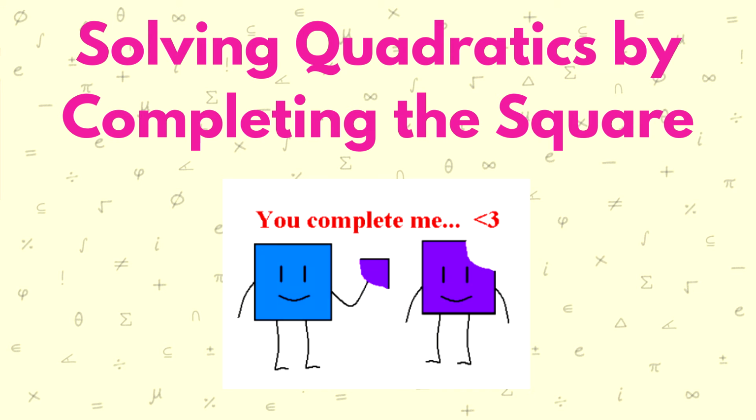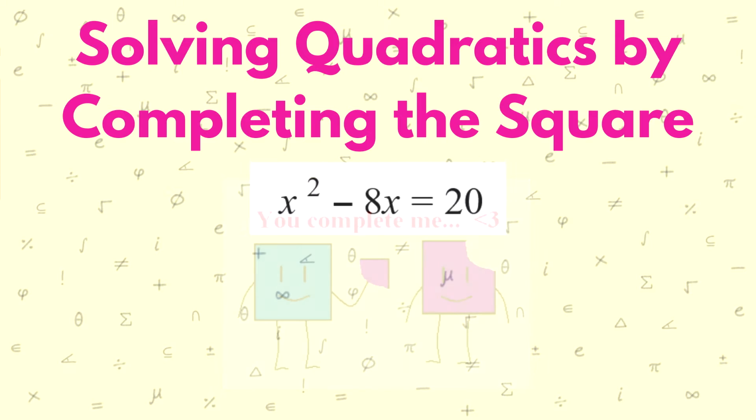Completing the square is one of the more advanced ways of solving a quadratic equation. This method always works, although it's not always the easiest method. Here's an example of one that's set up nicely to use completing the square.